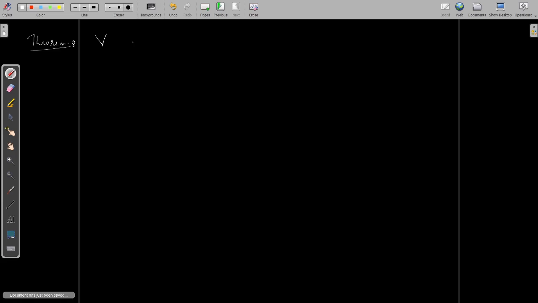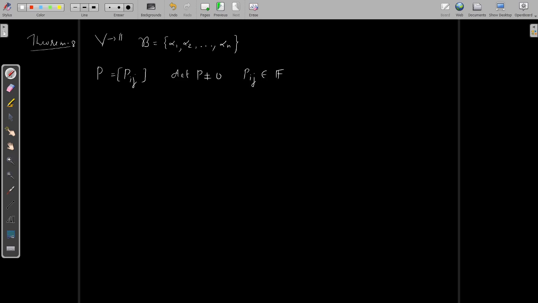We have a vector space V and a basis. We have a single basis B consisting of vectors alpha 1, alpha 2, etc., alpha n, which is the basis for V. And now we are given an invertible matrix P, where P is equal to Pij, a non-singular matrix. This is, determinant of P is not equal to 0. Obviously this Pij comes from F, where V is the vector space over F.